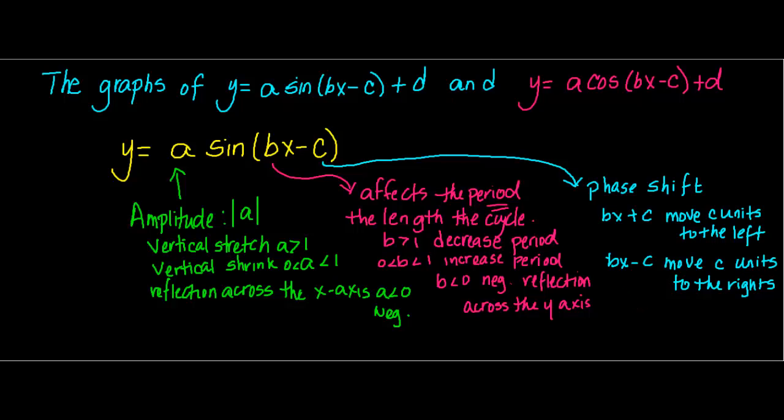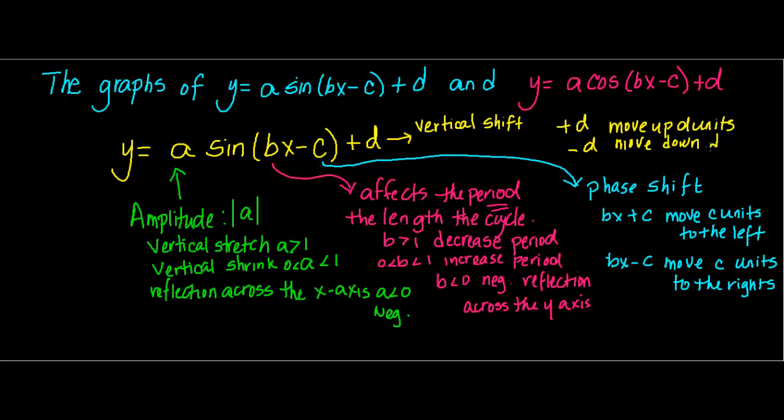And I'm missing something here. This should say plus d, and that d will cause a vertical shift. And what that means is if I have plus d, my graph will move up d units. If I have minus d, my graph moves down d units.